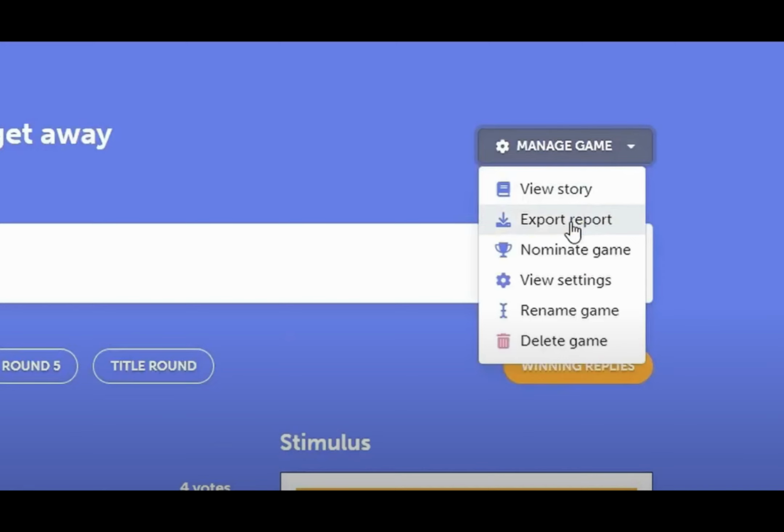Now this is really cool because this allows you to export the report. You can share it with your students if you want to. You can keep it for yourself. But by sharing it with your students, they are then able to look at it and say, okay, why did I maybe not get as many votes or as many likes? What can I do better? Was I lacking in my understanding of the prompt? Was something else lacking in my response? So this is a really great way for reflection for your students.